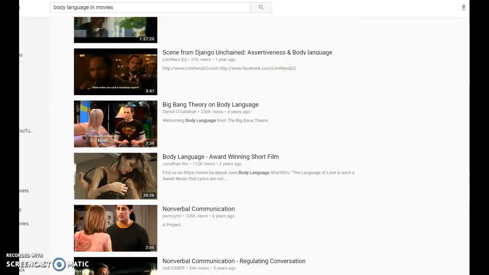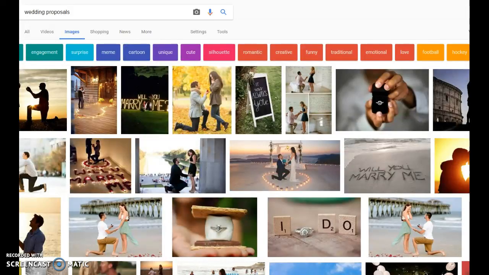Another way I could go about this is I typed in "wedding proposals." Notice the gender stereotypes already happening. Man on bended knee in many particular photos. Woman with hand over her mouth in excitement. Very generous ring, usually presented. Some people get more creative than others. Flower petals, hearts, "will you marry me," etc.